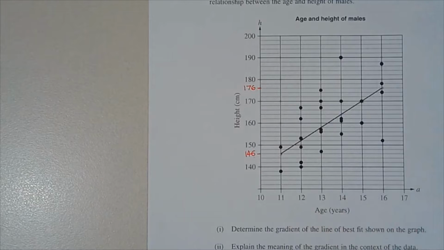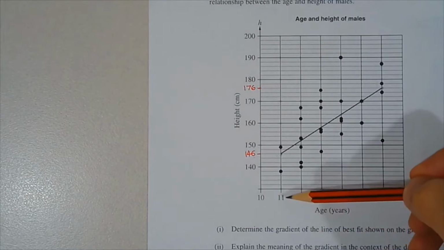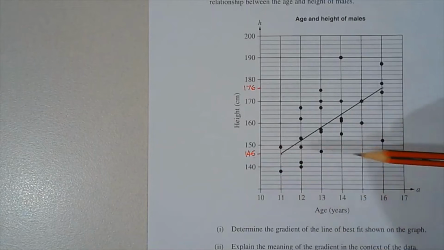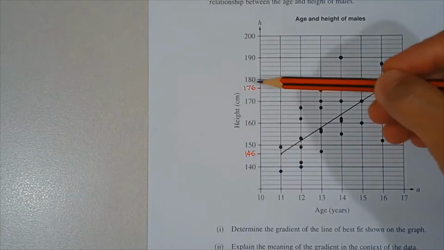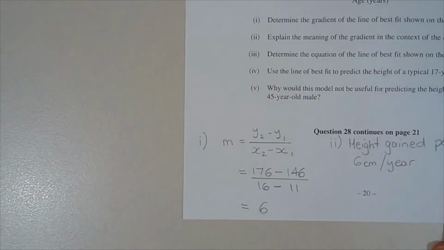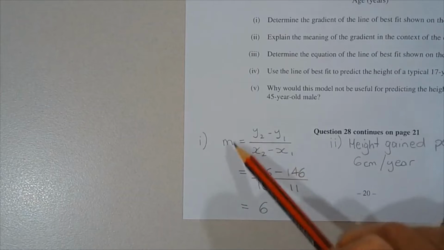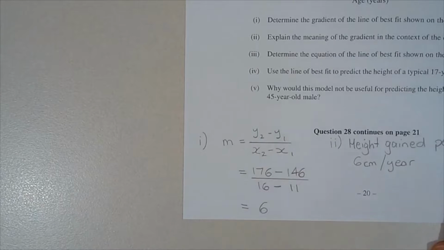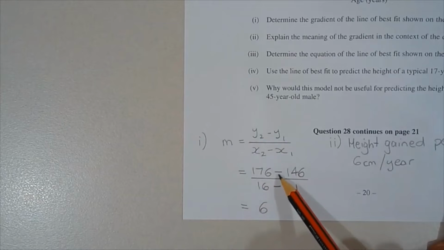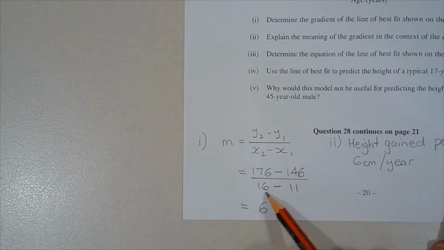And it's very important that we get the order correct as well. So this is x1, y1, this will be x2, y2. So back to the formula. Substituting those values into the 2-point formula for gradient, we have 176 minus 146 over 16 minus 11, and that gives us a gradient of 6.